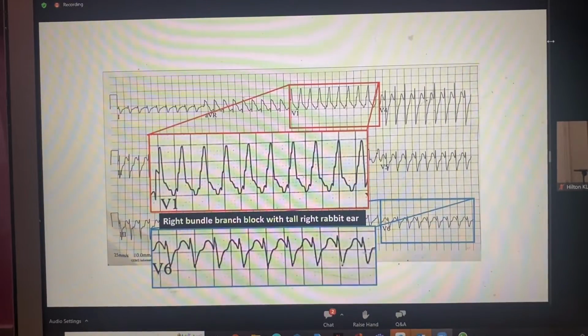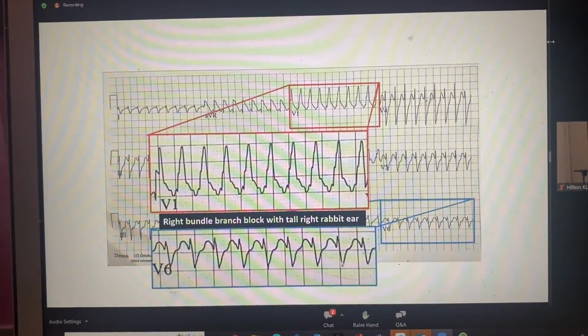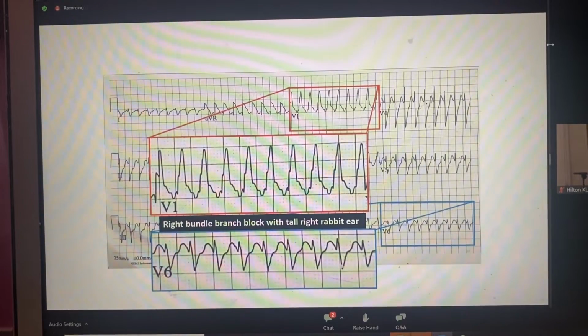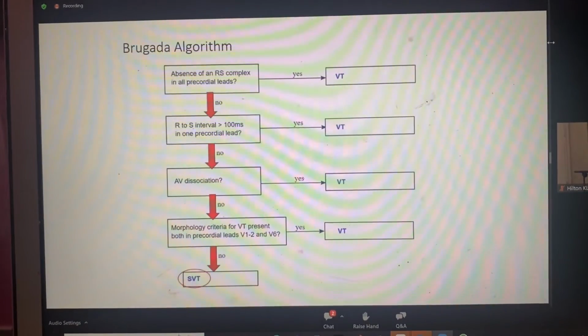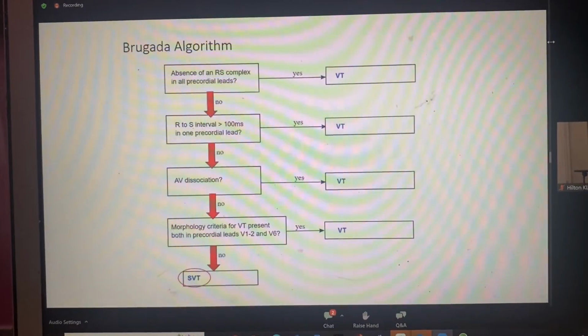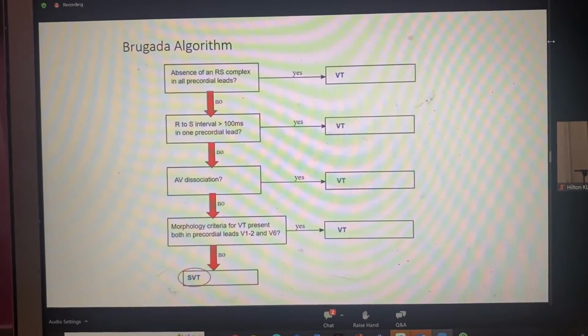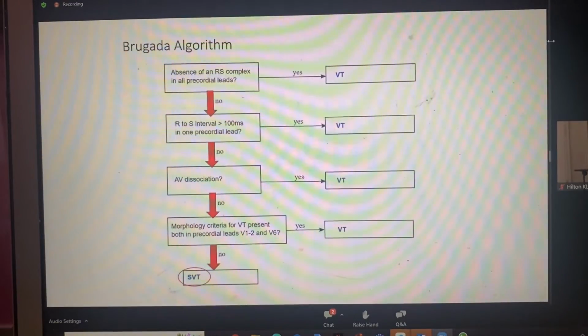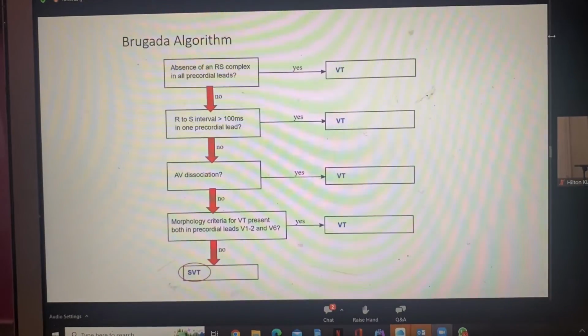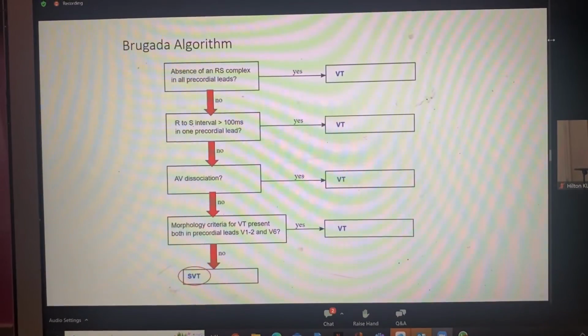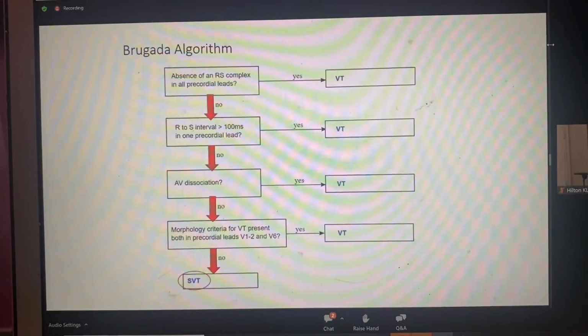So right bundle branch block with tall right rabbit ear. In VT we have a left rabbit ear, which will be looking taller. When we go through the Brugada algorithm, everything is no. The R to S interval is 40 milliseconds only, not more than 100 milliseconds. The AV is not dissociated, and morphology criteria for VT are not present. So this is likely to be SVT.